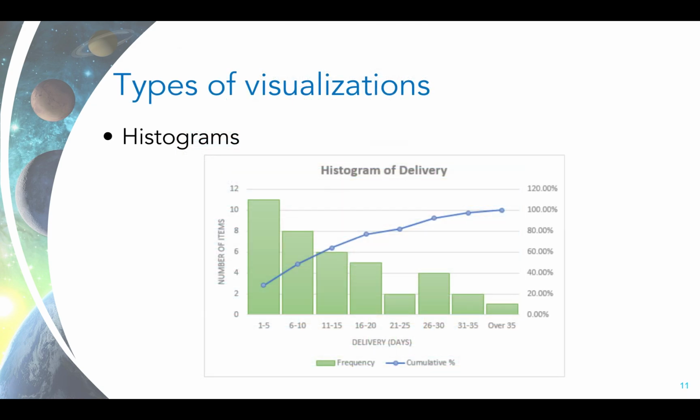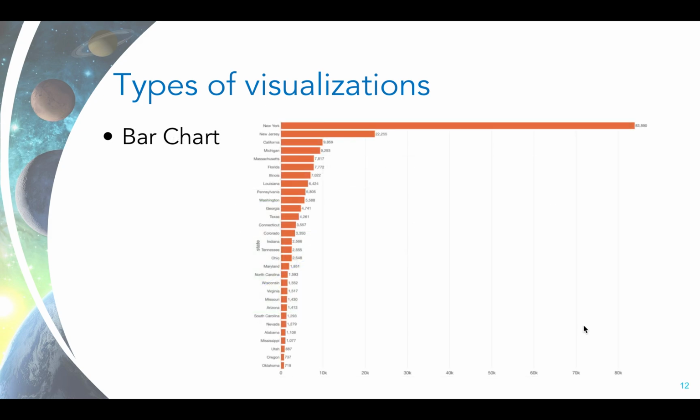You also can create great data visualizations. You can use histograms to visualize the distribution of quantitative data with ranges of this data grouped into time intervals. So here we can see the number of items delivered from 1 to 5 days, the frequency from 1 to 5 days to over 35 days. And you can use bar chart to plot categorical data. Here we see the number of COVID cases in US states. New York has the highest.